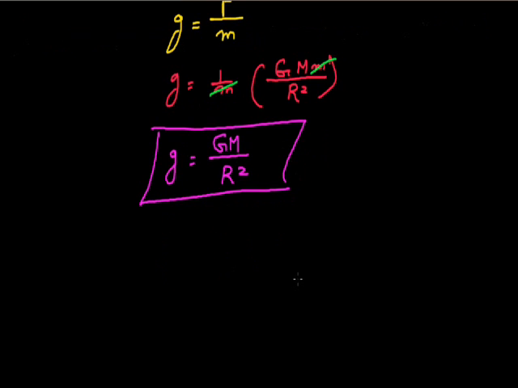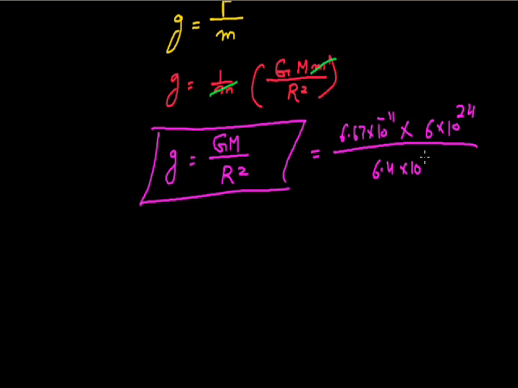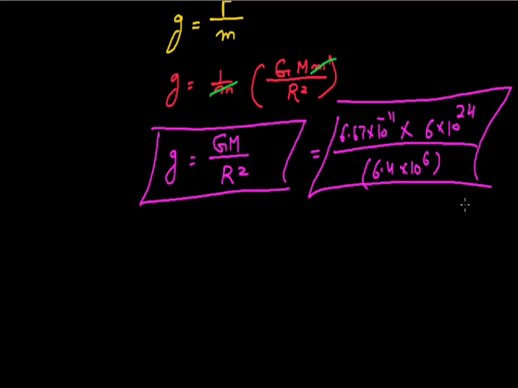The value of G always remains the same, that is 6.67 into 10 raised to the power minus 11. Mass of the earth is approximately 6 into 10 raised to the power 24 kg, and radius is 6.4 into 10 raised to the power 6 meter. So g is equal to 9.8 meter per second square at the surface of the earth.